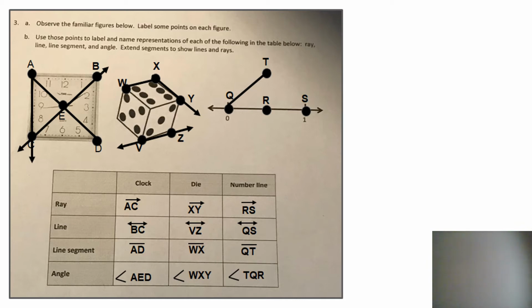For the line segment, I did QRST. So our ray is RS, begins at R and goes through S. Our line, and notice the symbol here, goes on forever in both directions, is QS. So it goes through Q and it goes through S. Our line segment is QT. It has a definite beginning, definite end, no arrows. And our angle is TQR.